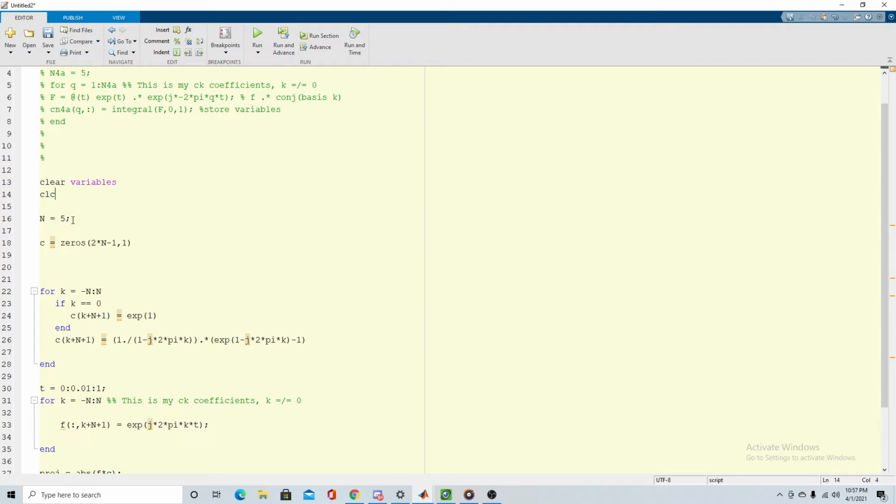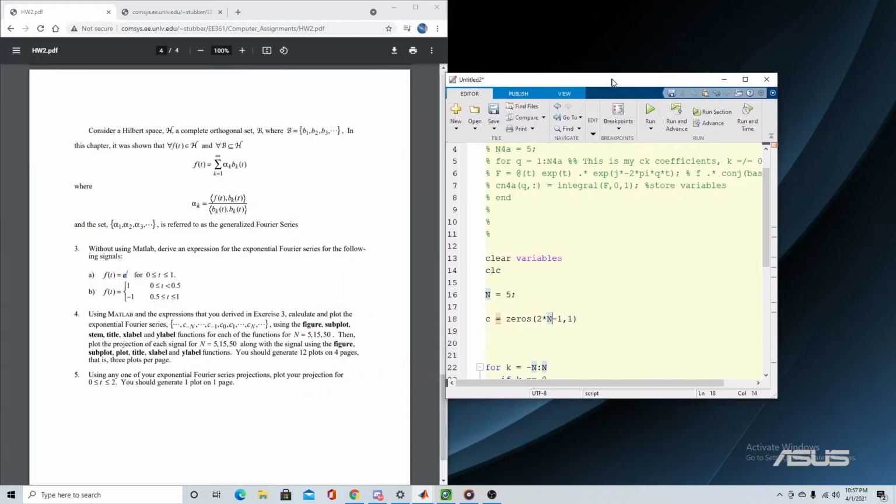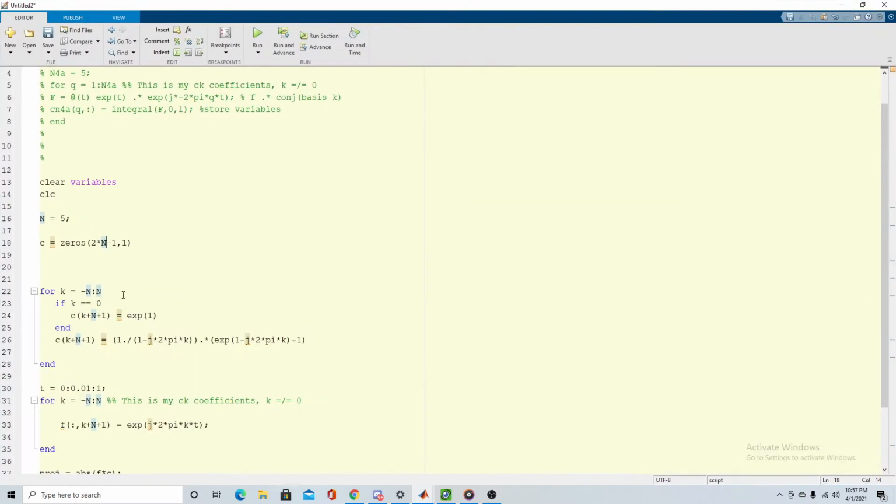Then here's your n. Then here's your vector of C's, which is going to have 2 times n minus 1. So that means we're going to have a DC term in the middle, and we're going to have up to 5 signals on the left and 5 signals on the right. Let's just go through this.